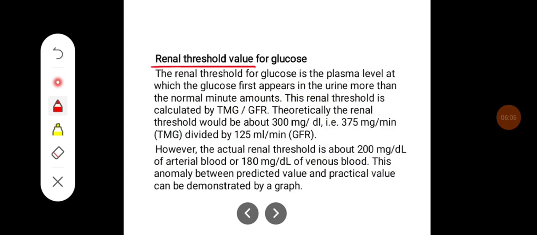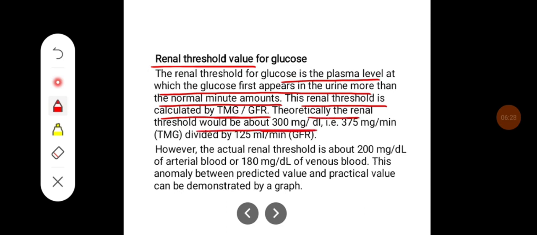Renal threshold value for glucose. The renal threshold for glucose is the plasma level at which glucose first appears in the urine, more than the normal minute amounts. This renal threshold is calculated by TMG divided by GFR. Theoretically, the renal threshold would be around 300 milligrams per deciliter, that is 375 milligrams per minute TMG divided by 125 ml per minute, that is GFR.